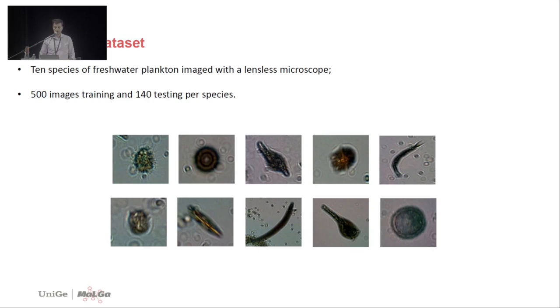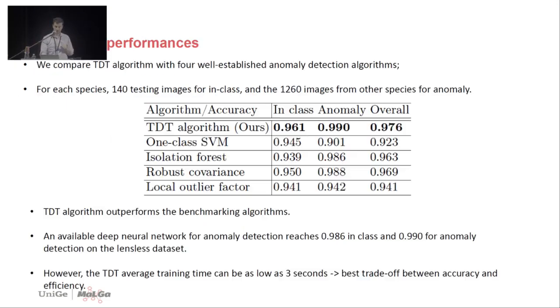Okay, now we will describe briefly the results. We tested the proposed pipeline on a public collection of 10 species of freshwater plankton, the lensless dataset, which is acquired by means of a lensless microscope. In particular, there are 10 species and 500 images for training and 140 images for testing per each of the species, with a total of 6,400 images. And here in the slide, you can see an example of the 10 species.